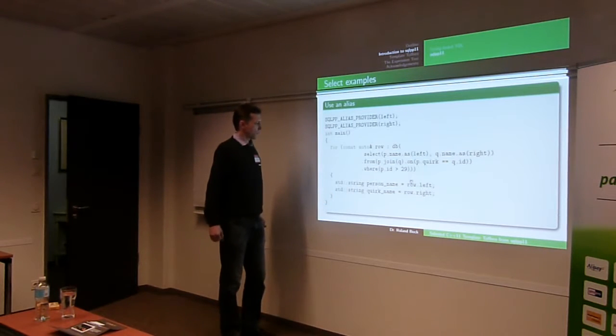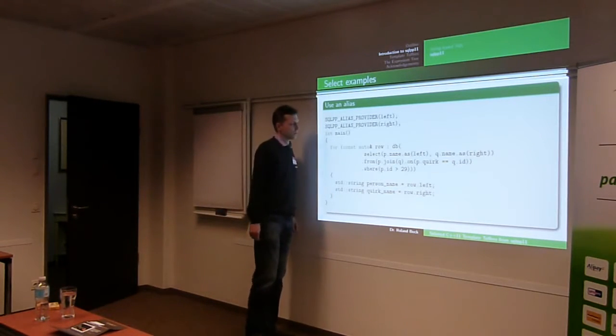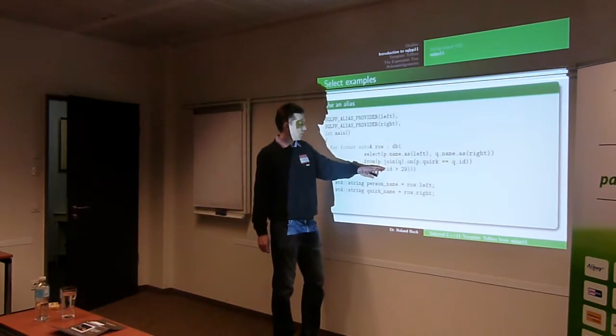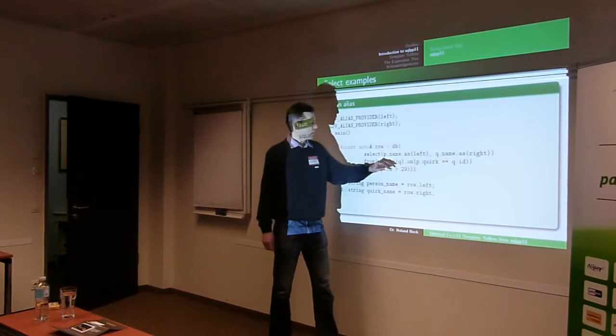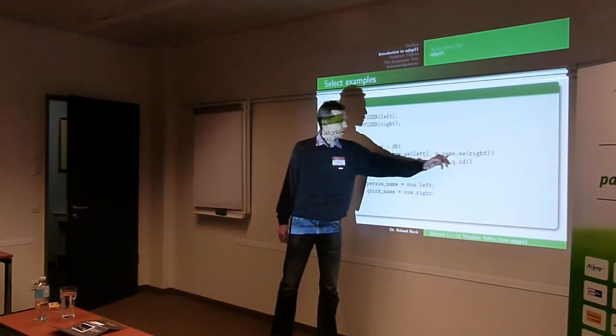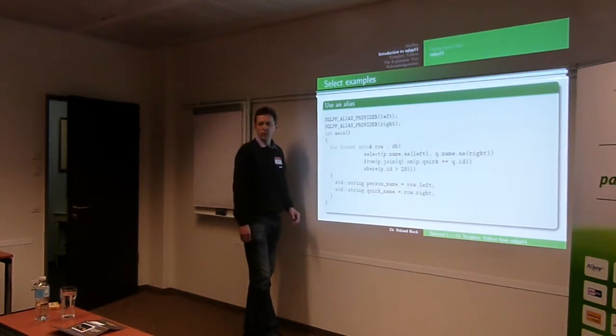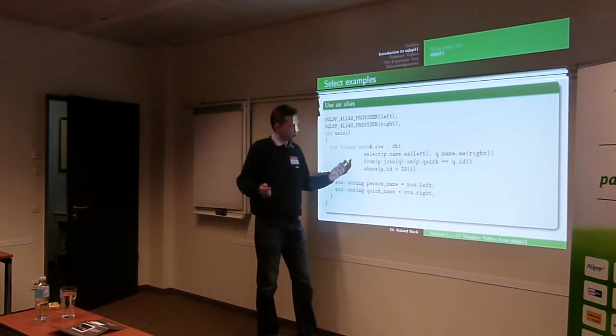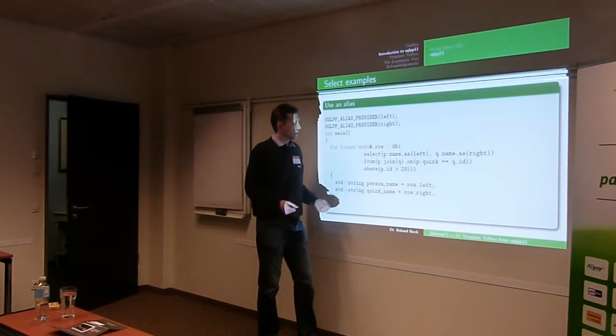Cool. We can go even further. Sometimes we select columns with the same name. So we have two tables here joined in some way. We have a P and a Q table. They both have a column called name. So if we don't do anything about that, this is going to give a name clash, which the compiler will warn us about, of course.